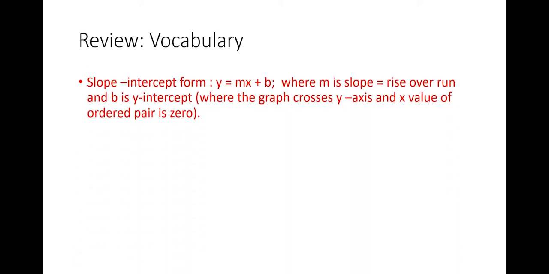Review vocab. Some things we should know before we begin this lesson. Slope-intercept form, which is y equals mx plus b, where m is the slope, rise over run, and b is the y-intercept, the y value where the graph crosses the y-axis, and the x value of the ordered pair is 0. So it's written in the form (0, b).